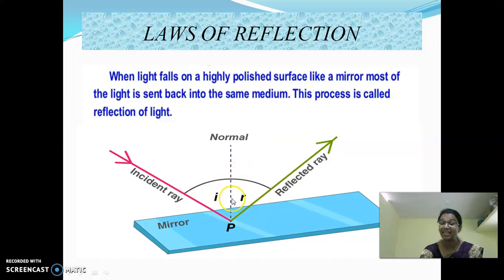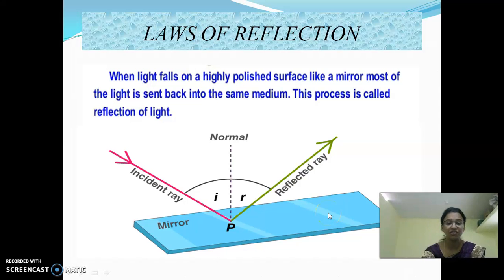What is this I? The angle between the incident ray and the normal is called the angle of incidence, I. And the angle between the normal and the reflected ray is called the angle of reflection, R.